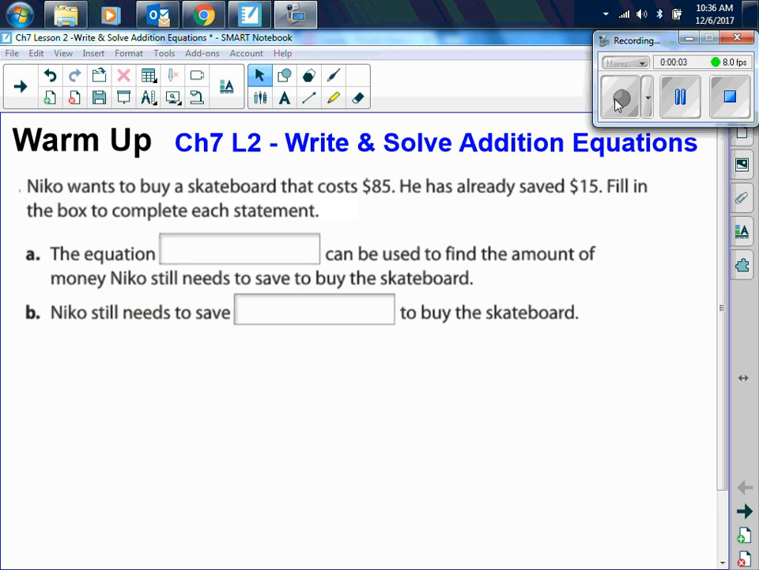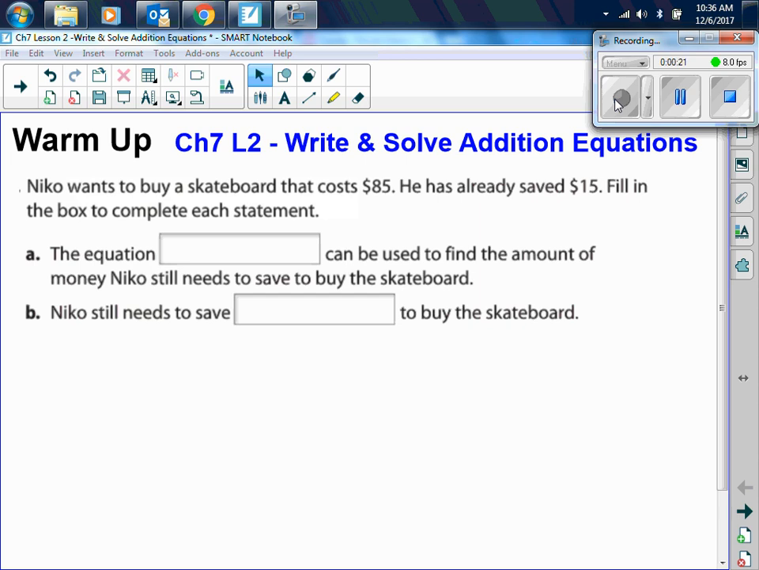So, Chapter 7, Lesson 2 is to write and solve addition equations. Okay? So, first thing here, it says Nico wants to buy a skateboard that costs $85. He has already saved $15. Fill in the box to complete each statement.